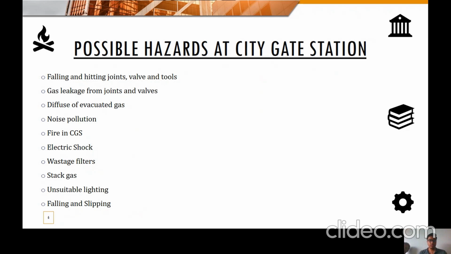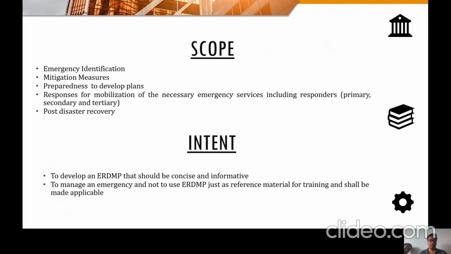So now we talk about the scope. The scope shall cover mainly the identification of the emergency as well as the mitigation measures. In the mitigation measures, we include the attempt to reduce and eliminate the risk or disaster. Third is the preparedness, to develop a plan for action when a disaster or emergency occurs.